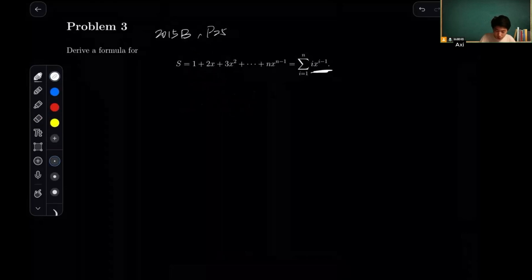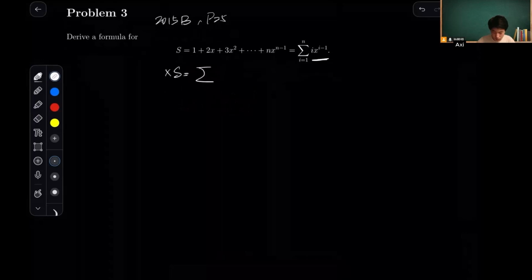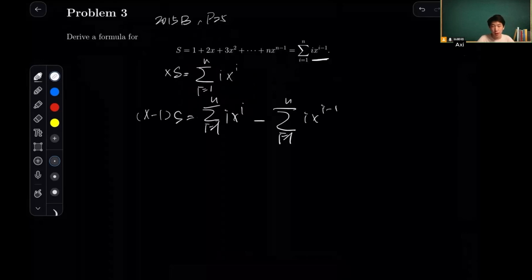For simplicity, we'll be using this representation here, okay? So since S is this, we can let x times S be equal to the sum from i equals 1 to n, and now the formula is simply i times x to the ith power. So (x minus 1) S is equal to the difference of these two big things. Can we find a constant difference here somehow? Well, sometimes looking at these summation symbols, it's just not really easy to understand what is going on, so let's expand them a little bit.